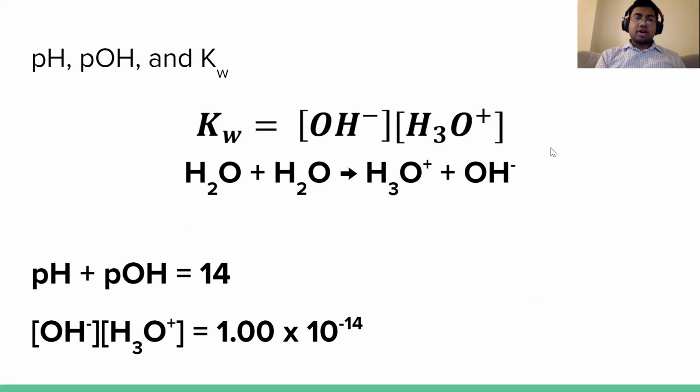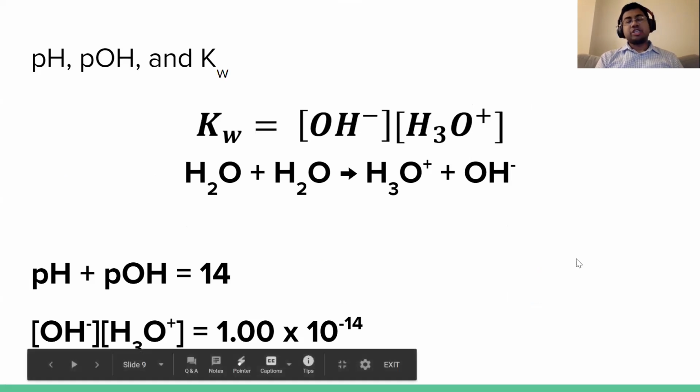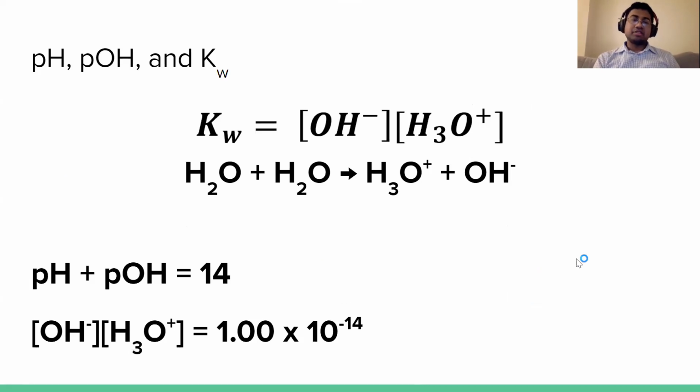Okay, now let's talk about pH, pOH, and Kw, also important concepts for these calculations. Kw is the dissociation constant for water. You might already know this, but water can undergo autoionization, where two water molecules interact, one acting as an acid, one acting as a base, to form a hydronium ion and a hydroxide ion. And that constant, which is the product of the concentrations of hydroxide and hydronium for a neutral solution, is 1 times 10 to the negative 14th.